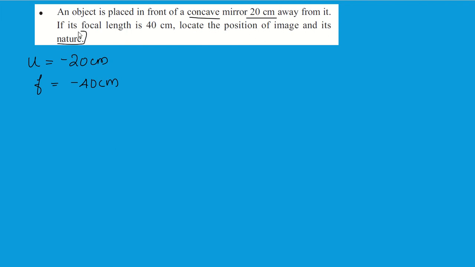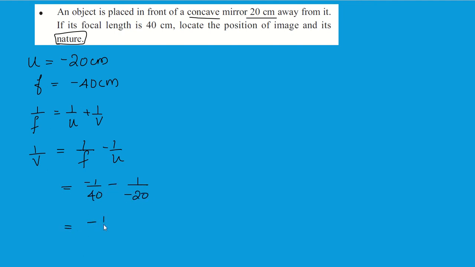This is another important type of question. We have to identify the nature. So first of all, let's find out the position of the image. Position of the image means image distance. So our formula is 1 by F is equal to 1 by U plus 1 by V. So 1 by V is equal to 1 by F minus 1 by U. So what is 1 by F? We have to put the proper sign. Always remember to put the proper sign. 1 by F is equal to minus 1 by 40 minus 1 by minus 20.